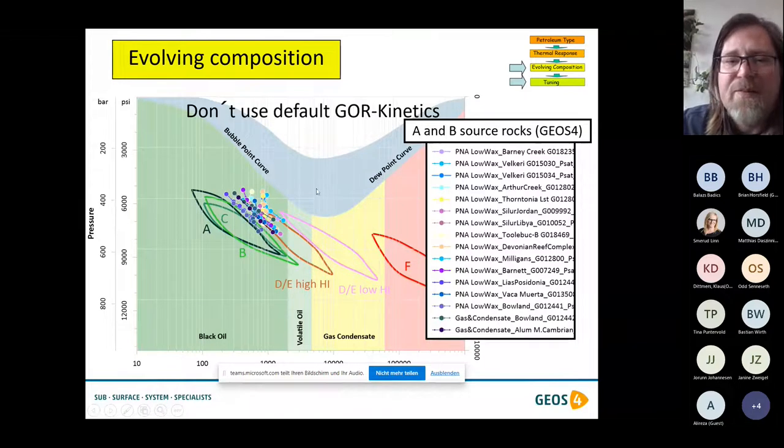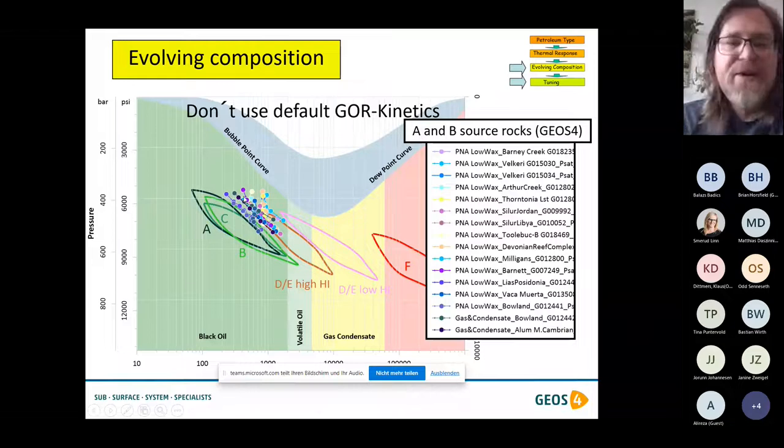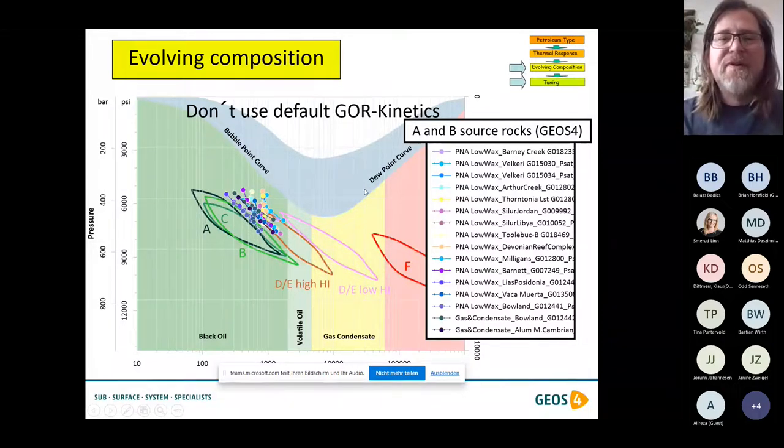What you see here is phase kinetic GOR predictions from a large series of marine source rocks, which can be described as A and B type source rocks following the Pepper and Corvi scheme. Now what you see here is that none of those source rocks actually fall into the A and B generation scheme areas of the default kinetics. So the depths of generation is pretty okay, but the GOR is much higher already at lower maturities. So much gas richer petroleum can be generated much earlier than would be modeled using the default kinetics.